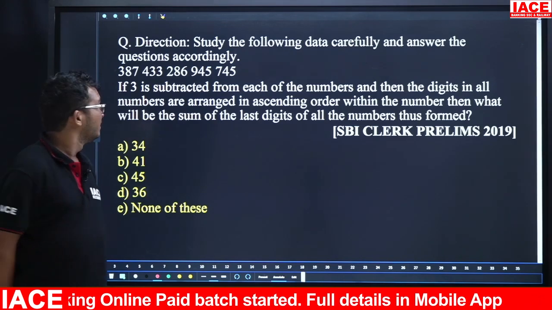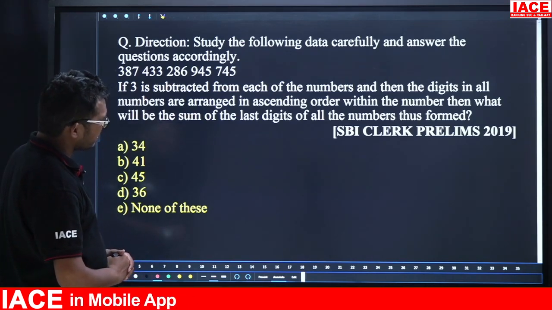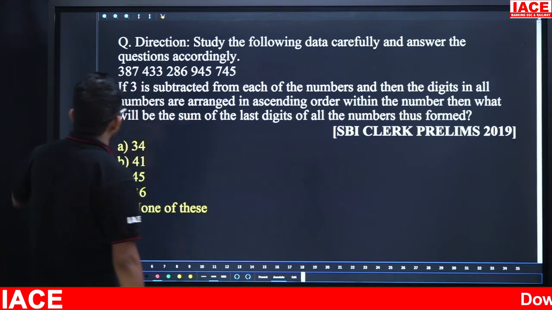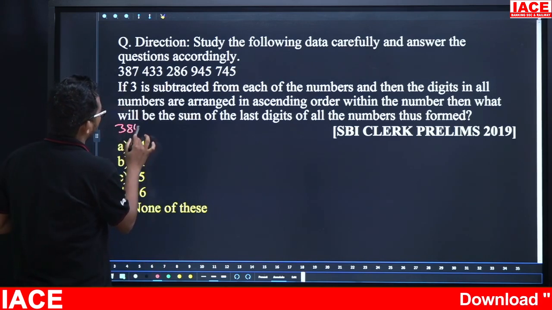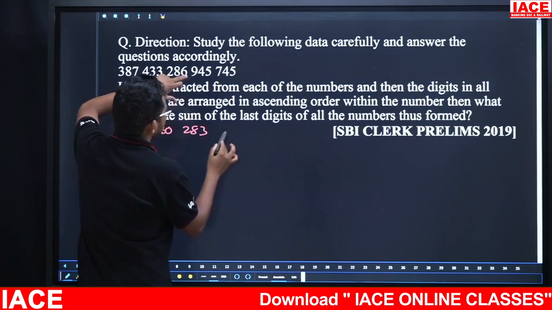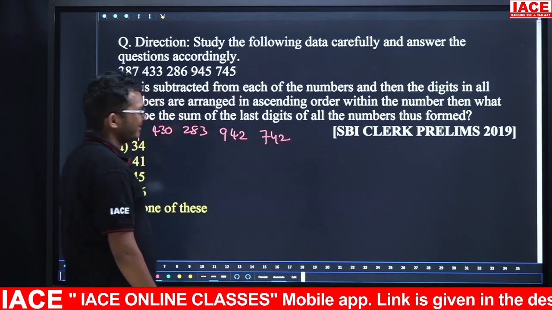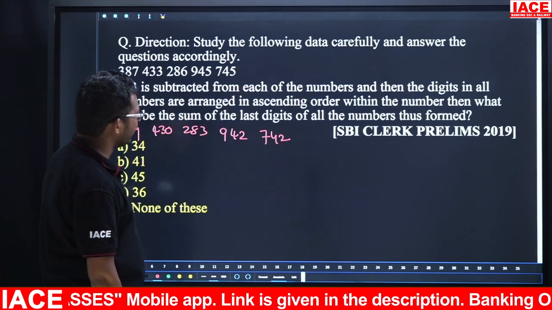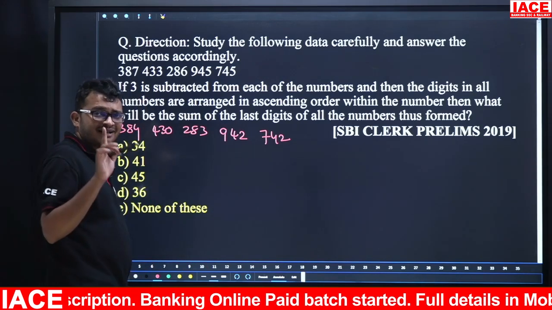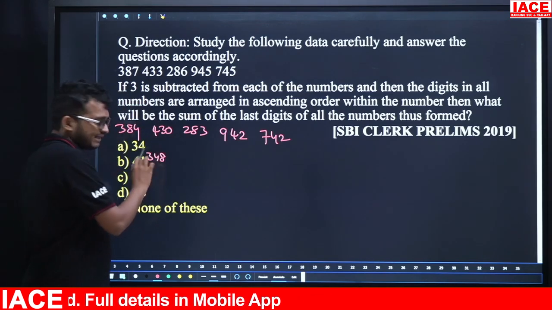Yes, time up. So here the given question is, if 3 is subtracted from each of the numbers. Now friends, from each number we are going to subtract 3. So this one is 384, this one is 430, this one is 283, this one is 942, this one is 742. Next, the digits in all the numbers are arranged in ascending order within the number. So 384 becomes 348, like that we are going to arrange.